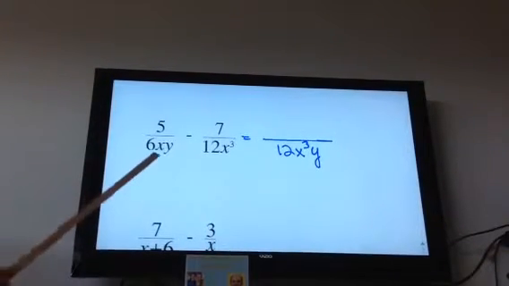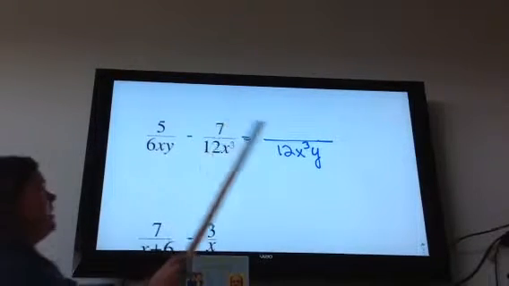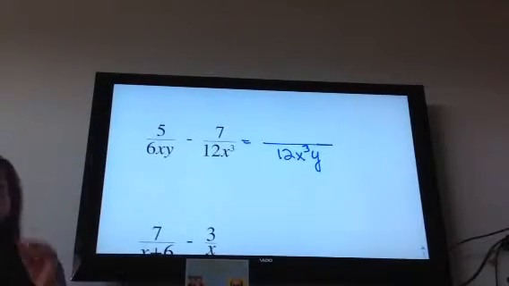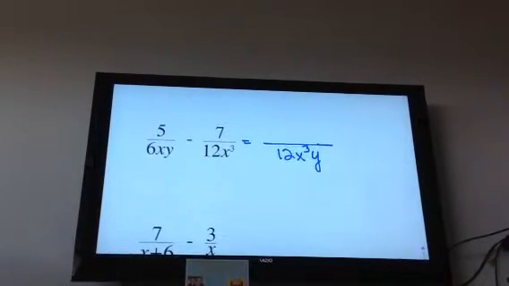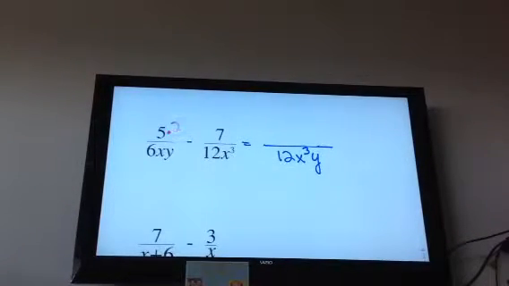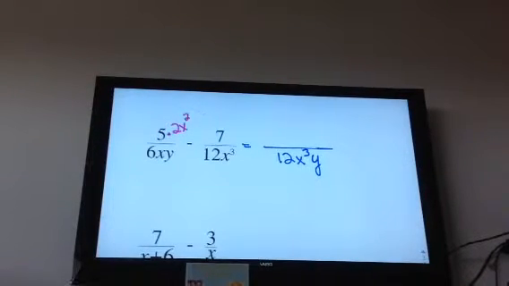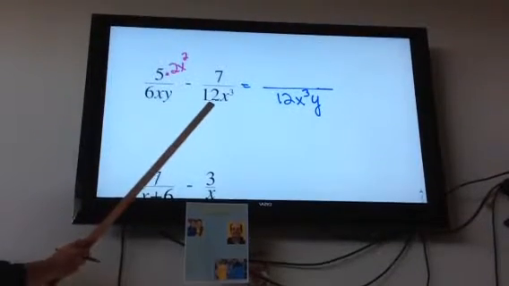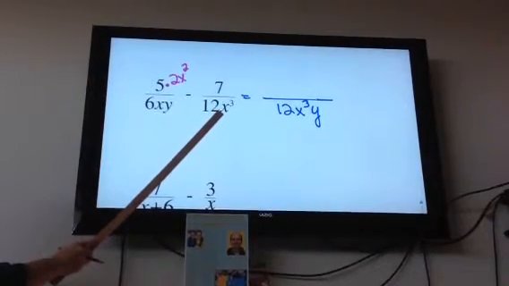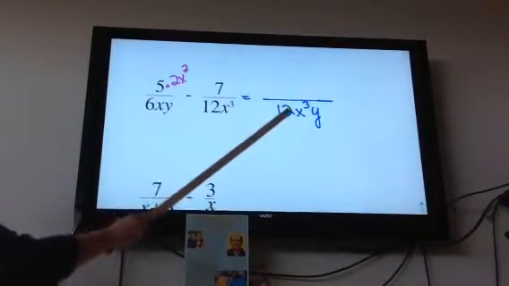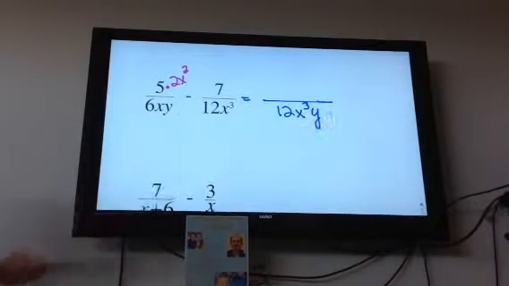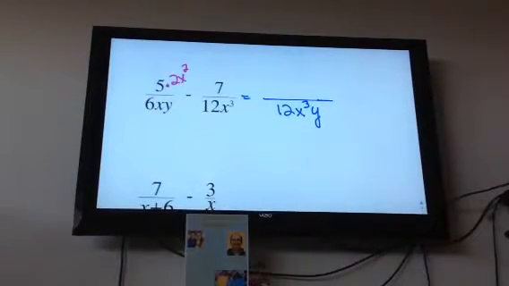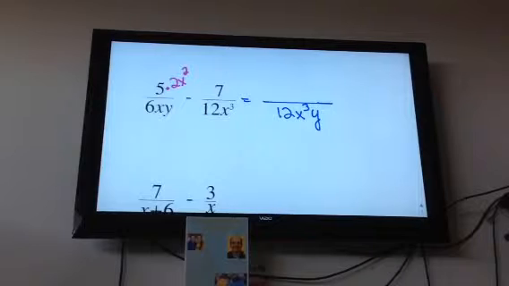So, compare. What does 6xy need to be multiplied by to make it 12x to the third y? Evie? 2x squared. 2x squared. So I put that up here. And then what does my 12x to the third need to be multiplied by to make it 12x to the third y? What's that? Y.